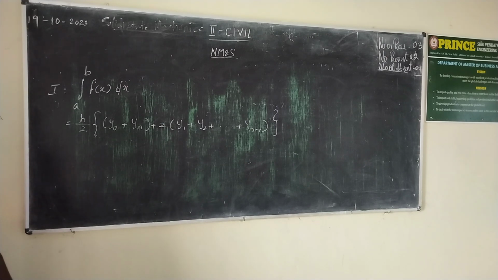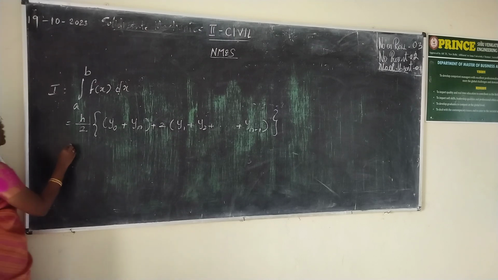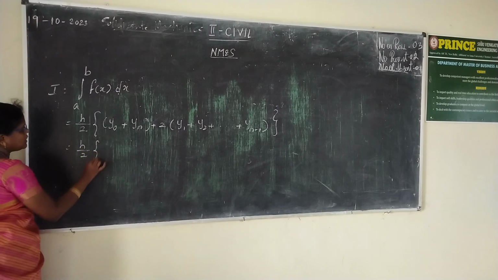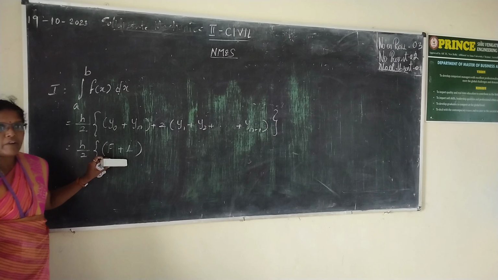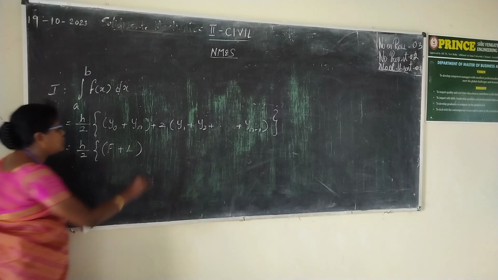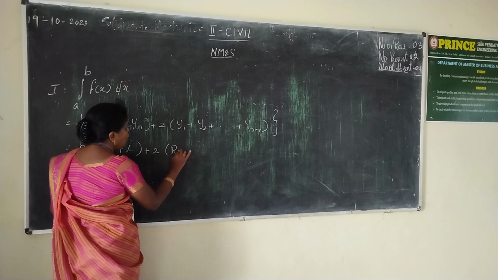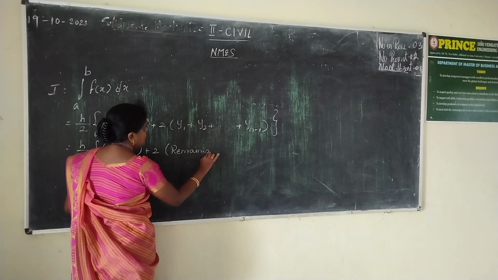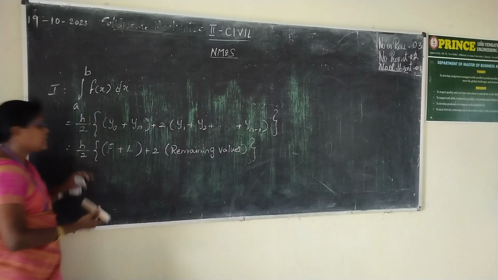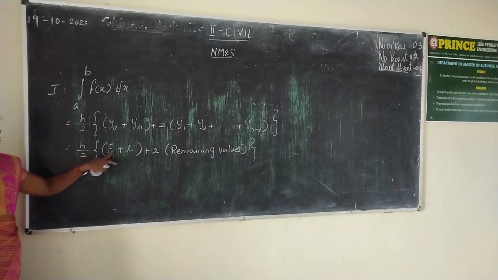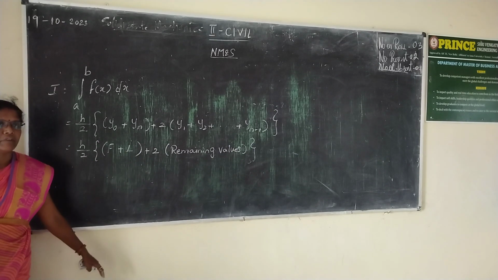Trapezoidal formula. So instead of remembering this as notation, remember the formula in words, which will be easy. In words, the formula is h by 2 into first value plus last value. Here you take only the y values. First value plus last value plus 2 into all the remaining values. That is the trapezoidal rule formula. h by 2 is common for everything. We add the first and last plus 2 into all the remaining values.